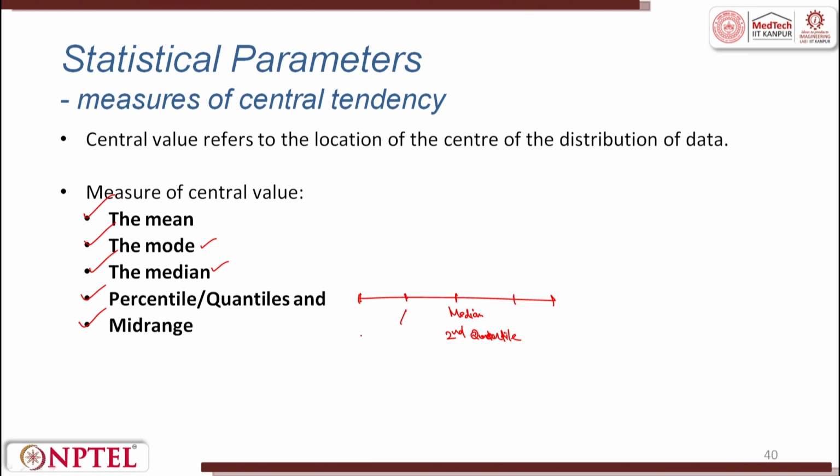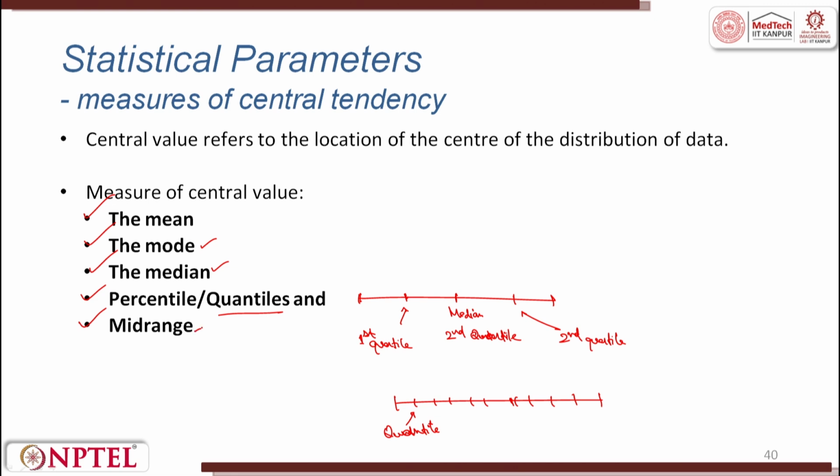This is first quartile, this is second quartile. Other than quartiles, we can also have quantiles. Quantiles could be, suppose if I divide this into 10 equal parts, they can say this is a quantile. Quantile could be any division, 10 parts, 20 parts or so.